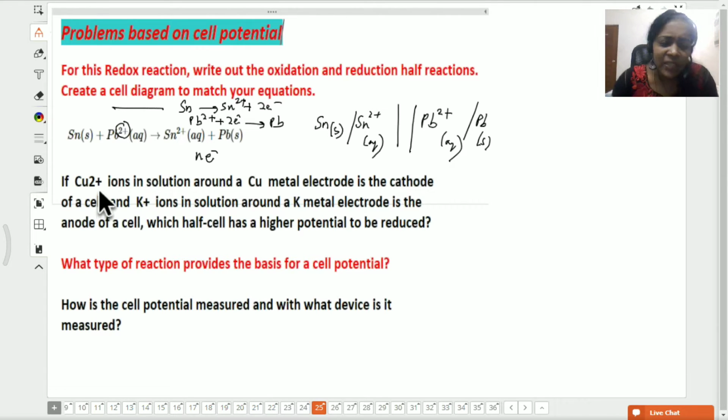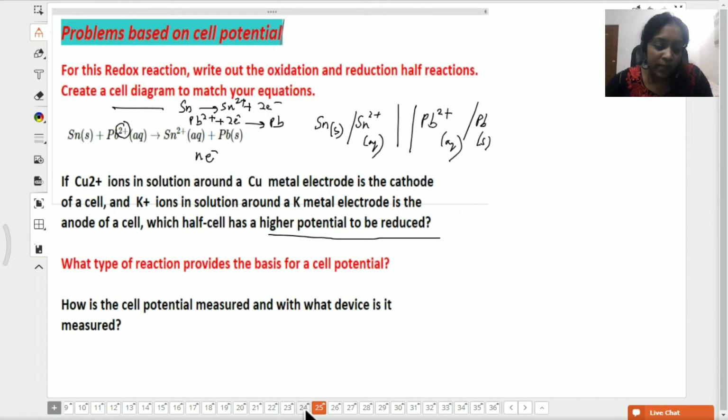Okay. Let's look at the next question. If copper 2+ ions in solution around a copper metal electrode is the cathode of a cell, and K+ ions in solution around a potassium metal electrode is the anode of a cell, which half cell has a higher potential to be reduced? Higher reduction potential, which has higher.